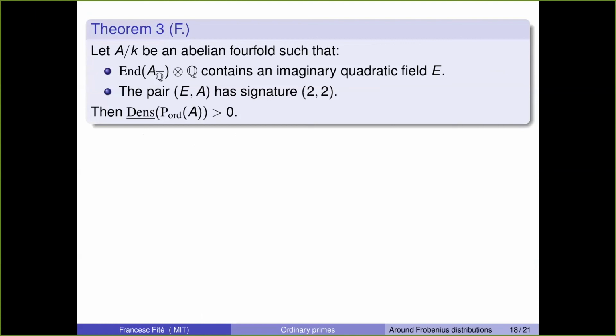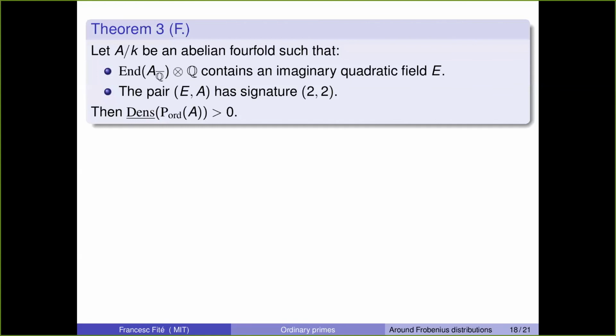So yeah, that's what I could prove in dimension 3, and then I did some incursion in dimension 4. So that's the analog of theorem 1 in dimension 4, but I had to make some additional assumption in this case. I'm assuming that the geometric endomorphism algebra of A contains some quadratic imaginary field E, but I'm also assuming that the signature of the pair E and A is (2,2). And you can derive the abundance of ordinary primes.